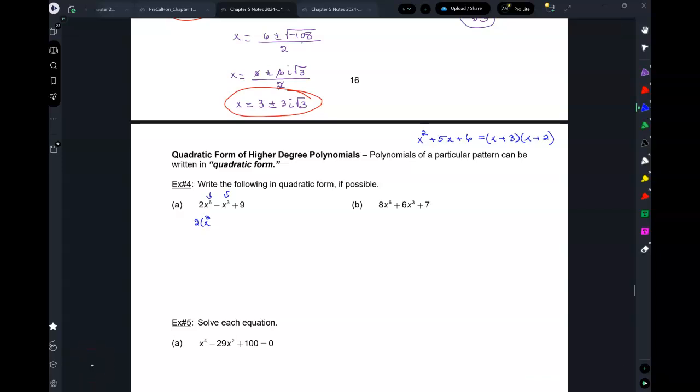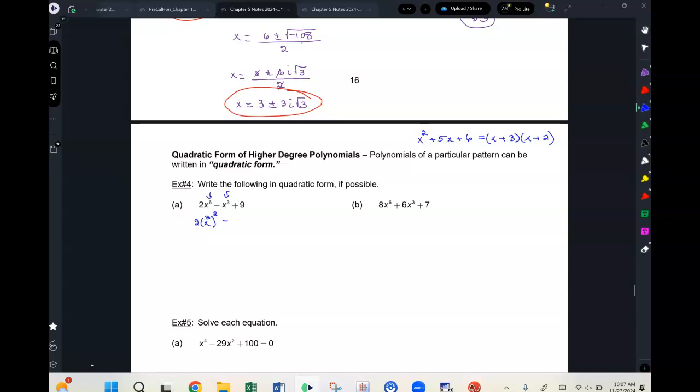Okay, so 2x cubed squared minus x cubed plus 9. Basically you have something, and then x cubed, and then x cubed squared. Okay, so look at this one. This is 8x cubed squared plus 6 times x cubed plus 7. Right? That's in quadratic form.